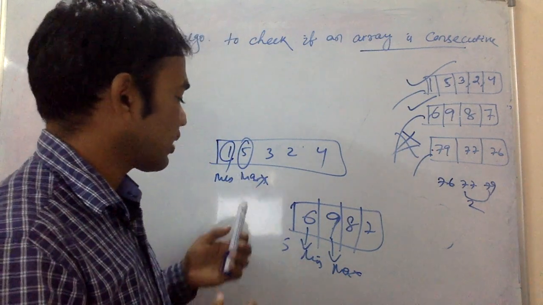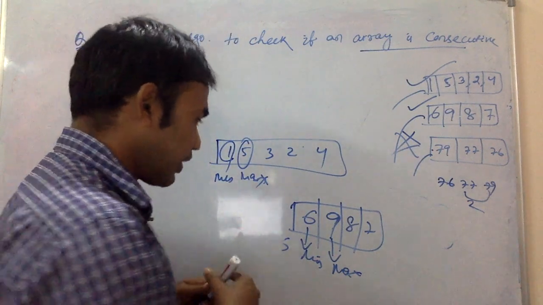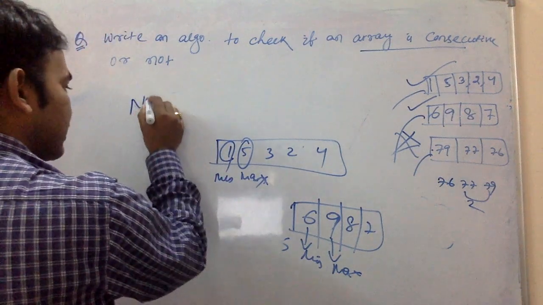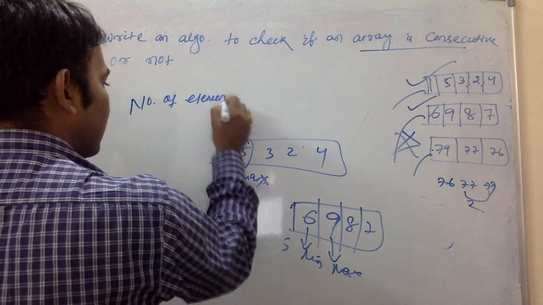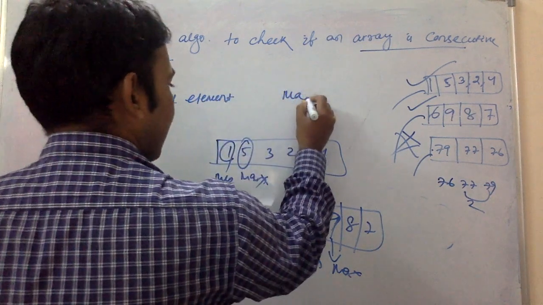So what I am trying to say is, can I find out a relation? This is a hint to you. Can you find out a relation between the number of elements and max and min?